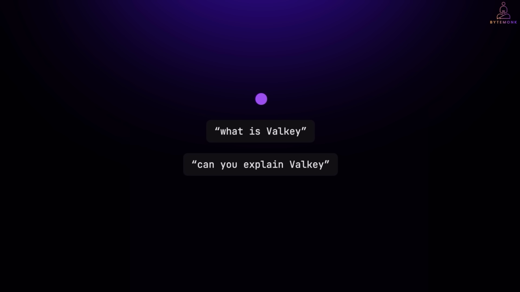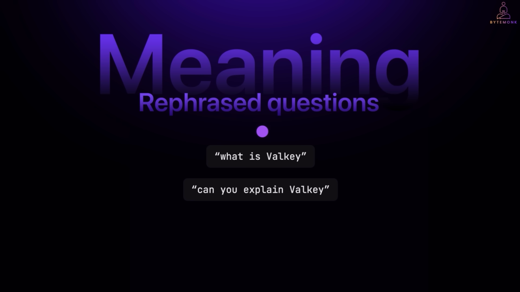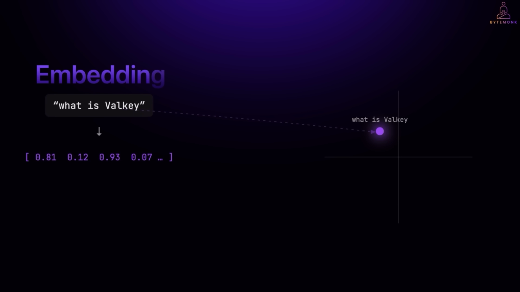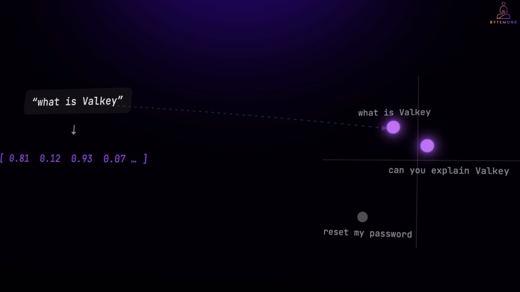Now the hard part, the rephrased questions. To match these, you cannot compare the text. You have to compare the meaning. And the way you do that is with an embedding. You turn each question into a list of numbers that represent what it is about. Questions that mean the same thing end up with numbers that are close together. So instead of looking for an identical key, you look for the closest stored question. If it is close enough, you reuse that answer.